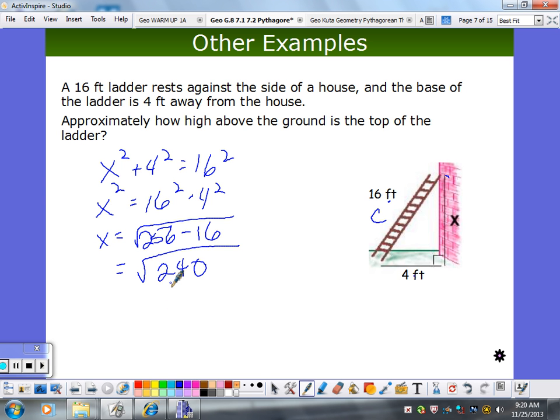240. Oh my goodness. So let's see. That is the same as 4 times 60. So, let's see. 60 is 10 times 6, or 12 times 5, right? I went too small, so that's going to be 12 times 5. So that's 4 times 3.